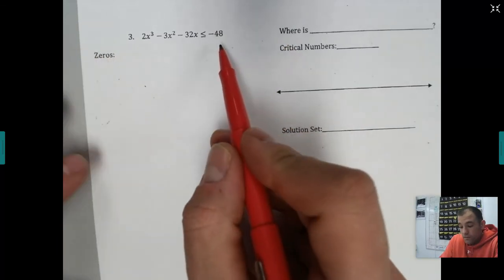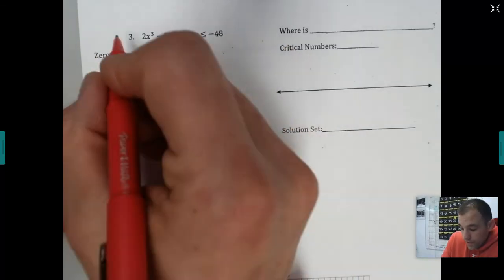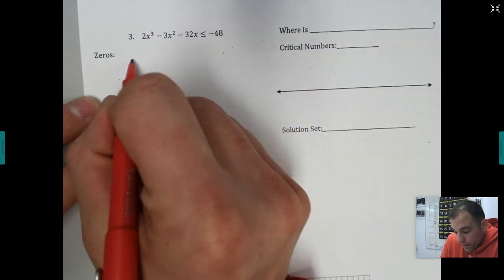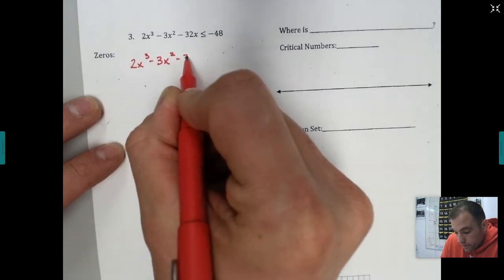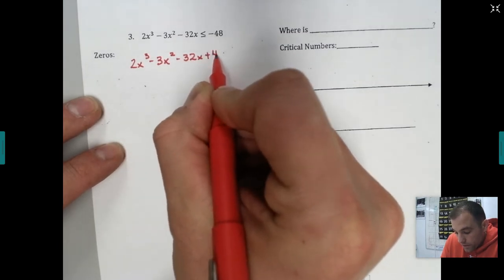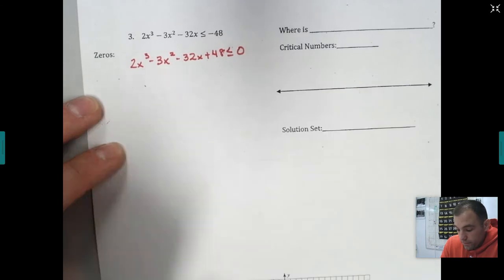So again, this doesn't equal 0 yet. Okay, so I need to make it equal 0. So I'm going to add that 48. Everything else is going to stay exactly the same. Plus 48 less than or equal to 0.